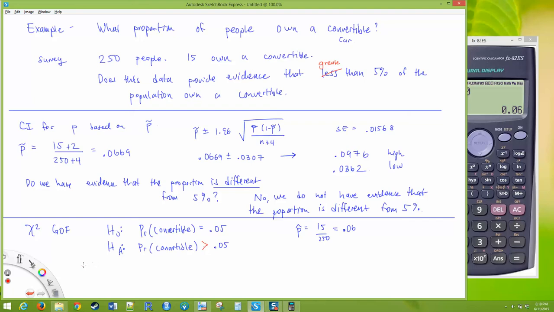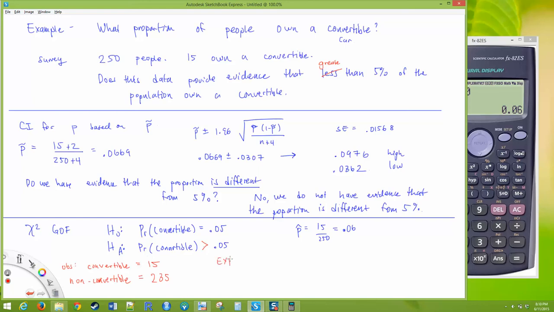Okay, so here we need our observed, which would be convertible owners. How many do I have? Convertible, I have 15. And non-convertible would be what? If I have 250 people total, 235, right? So that I have a total of 250. So this is what I observed, okay?